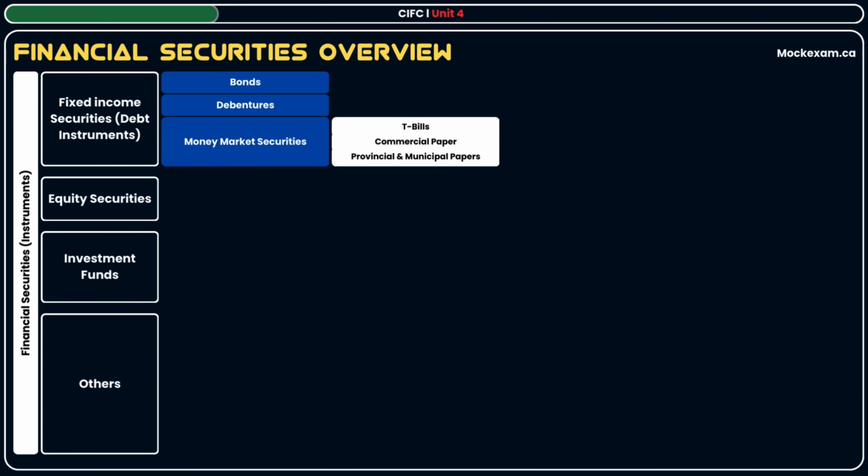Let's get to equity securities. Equity securities are basically shares of a company that you can buy. When you own an equity security, you're buying a small part of that company. There are two types of equity securities, which are common shares and preferred shares. The main difference between preferred shares and common shares is how you earn money and what happens if the company gets into trouble.